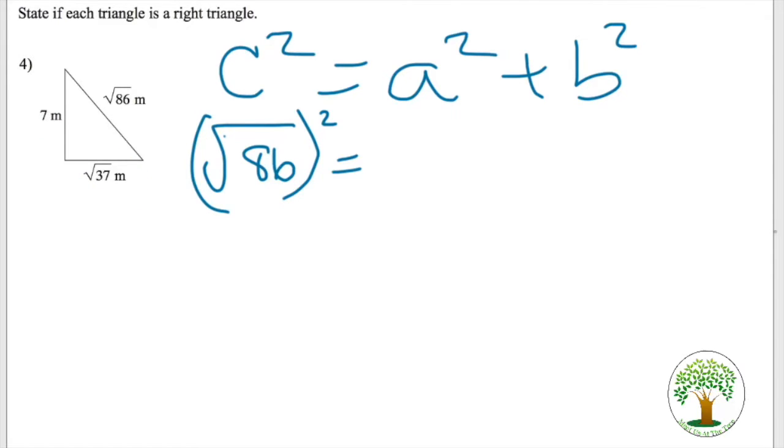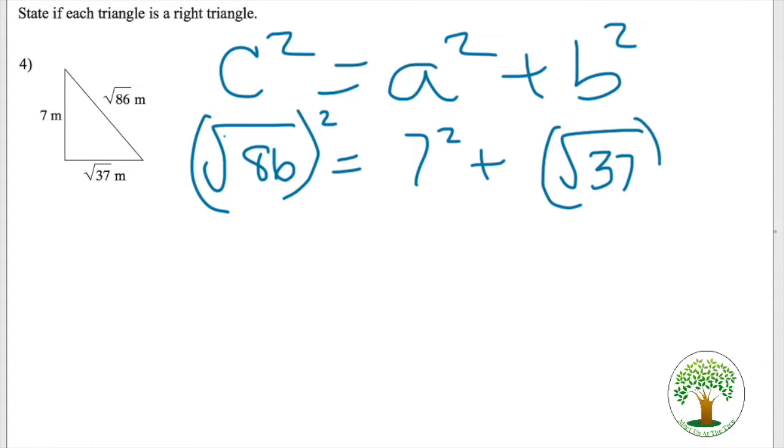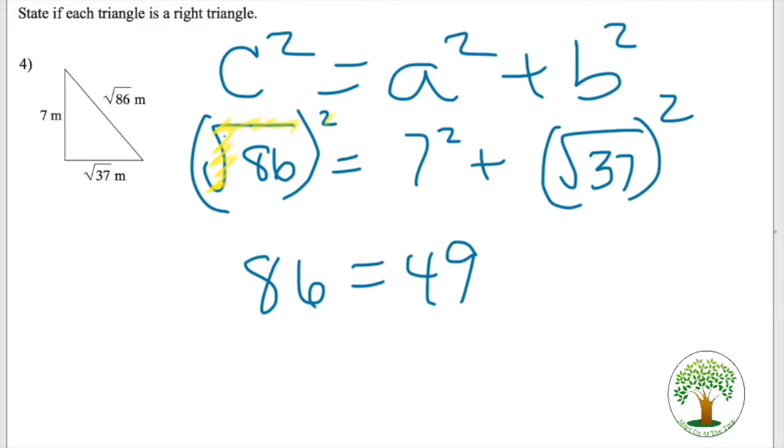So it doesn't matter which one we do first. I'm going to do the 7 squared and the square root of 37 next. Now, the square root and the squares zap each other out, so it just becomes 86. 7 squared is 49. And the square and the square root zap each other out, and we get 37. If I add these together, let's see what happens.